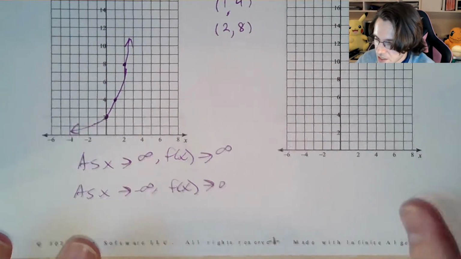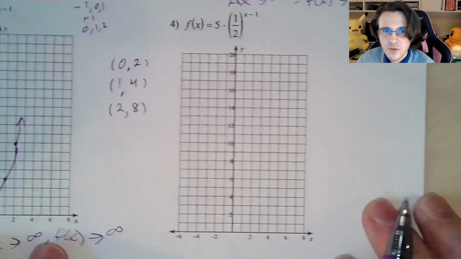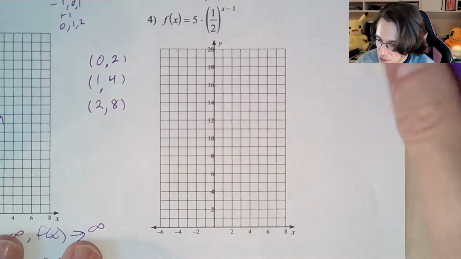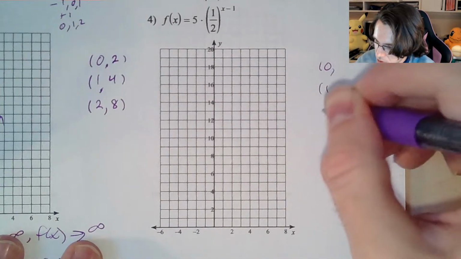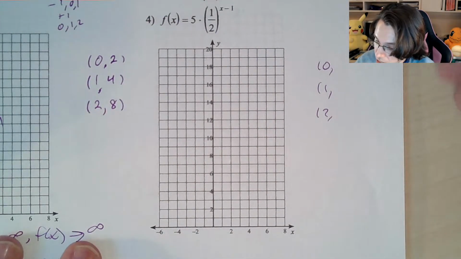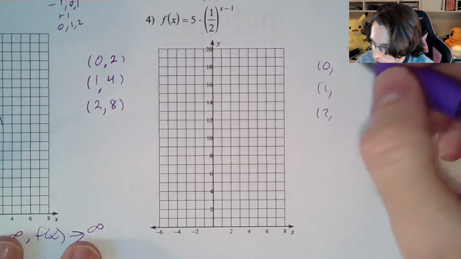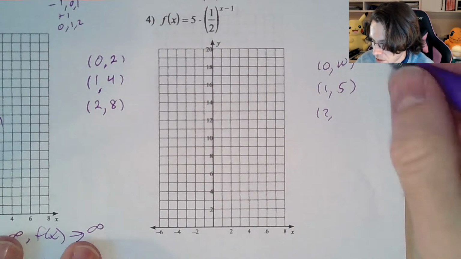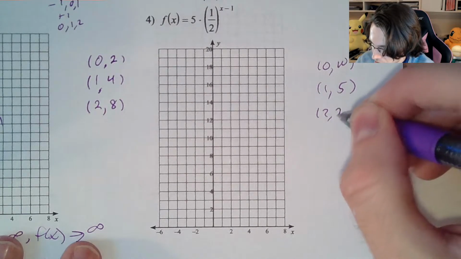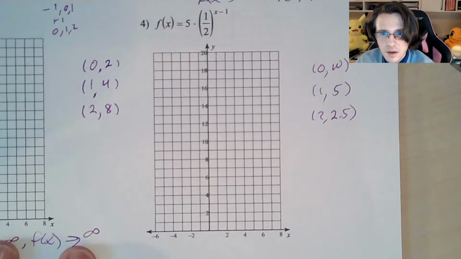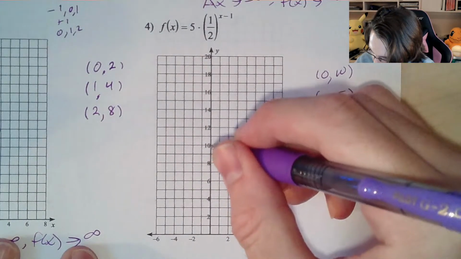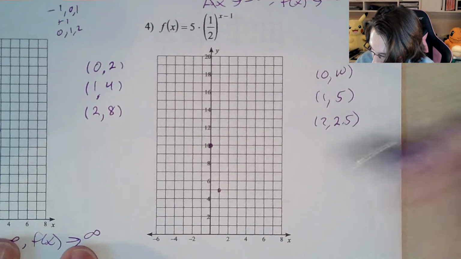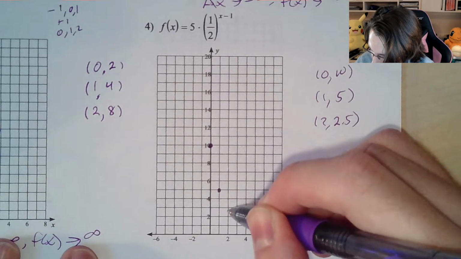Continuing on, we're doing exactly the same thing for problem number 4. So in problem number 4, we have that -1, which means you plug in 0, 1, and 2. Plugging in 0 into this particular equation is going to give us 10. Plugging in 1 is going to give us 5. And plugging in 2 is going to give us 2.5. So we have 0, 10. We have 1, 5. And we have 2, 2.5.